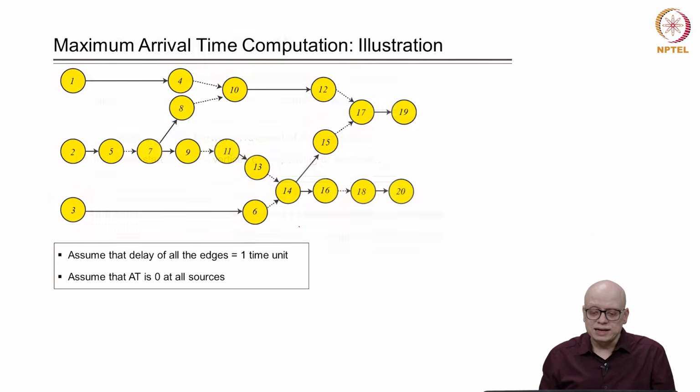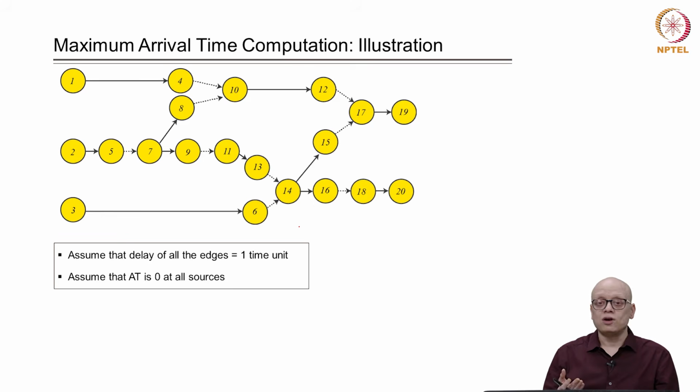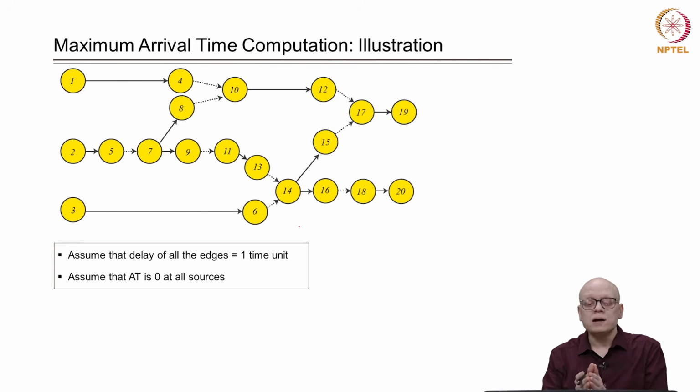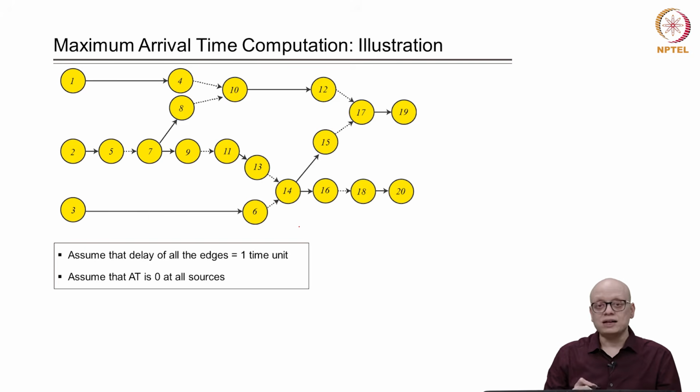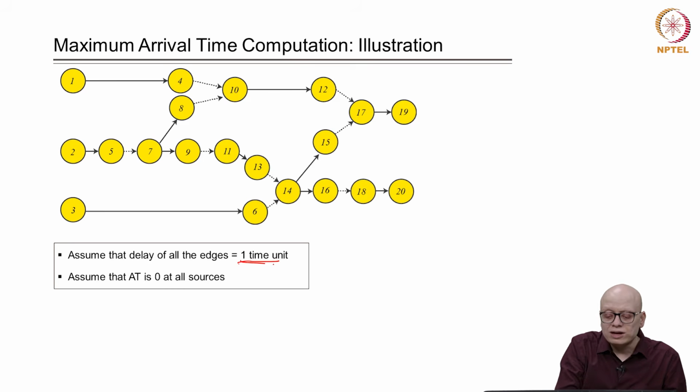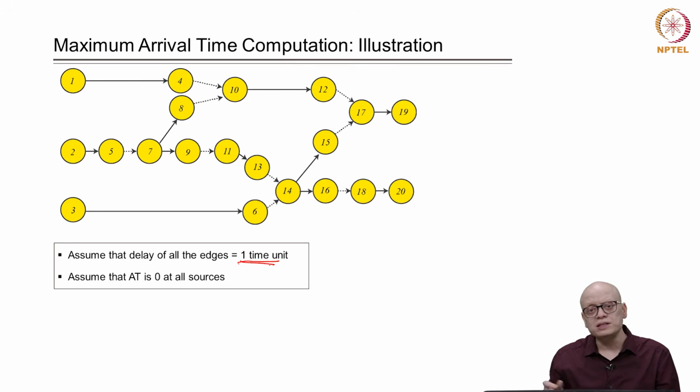So, let us take an example and understand how the maximum arrival time for all the vertices in a timing graph can be computed. A similar thing can be done for the minimum arrival time also. For illustration purposes, let us look only at the maximum arrival time for now. Suppose this is the timing graph that is given to us, and assume that the delay of all the edges is 1 time unit, just for the sake of simplicity.